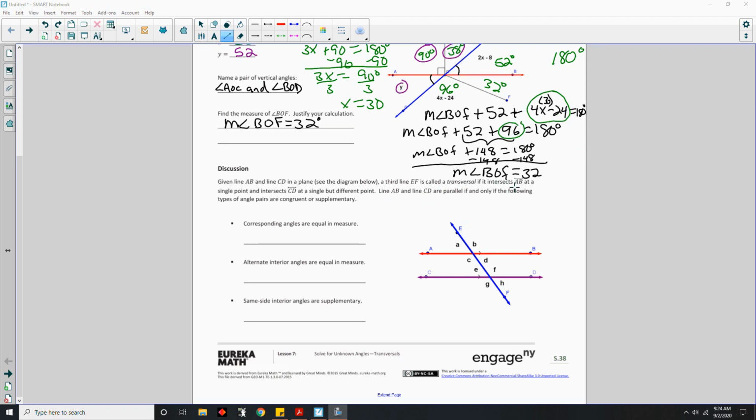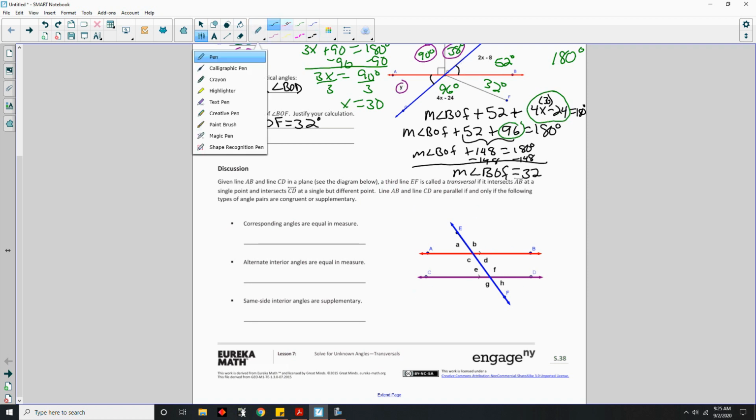Okay, a transversal if it intersects line AB at a single point and intersects line CD at a single but different point. And what they mean by single or different point is I could have a line AB like this and a line CD that intersects, and then this is coming through. That would not be a transversal because it's not crossing the two lines at a different point. Capiche?